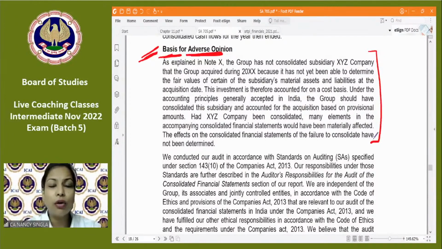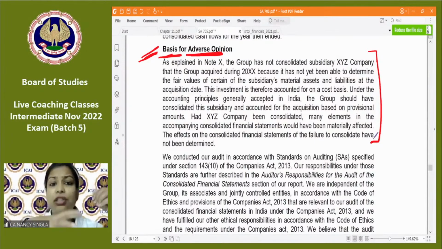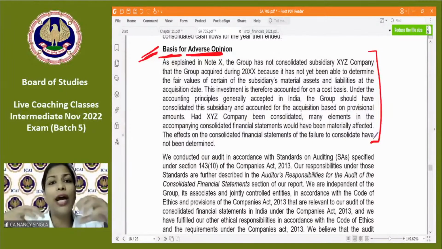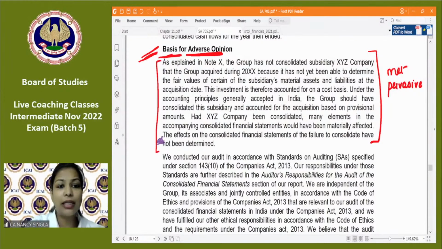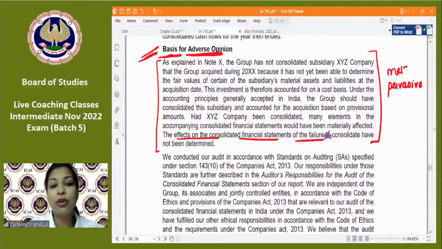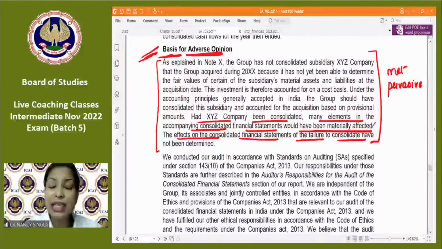That there is a subsidiary of the group company, and we are giving a report on the group company's financial statements, and the company has not consolidated the financials of the subsidiary in the way required by applicable FRS. ठीक है? Now consolidation ठीक नहीं हुआ है, so this is a misstatement which is material, and it is pervasive also, because पूरे financial statements पर impact है, वहां पर तो सिर्फ inventory पे impact था. So the auditor has described this matter. See, the effects on the consolidated financial statements of the failure to consolidate have not been determined. So the auditor is saying that had XYZ company been consolidated, many elements in the accompanying consolidated financial statements would have been materially affected. So it is material as well as pervasive.